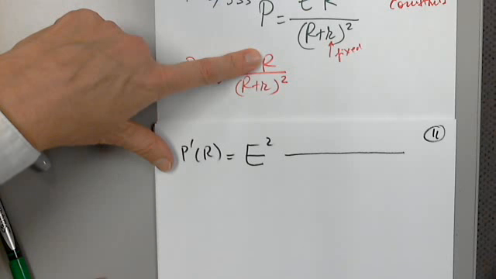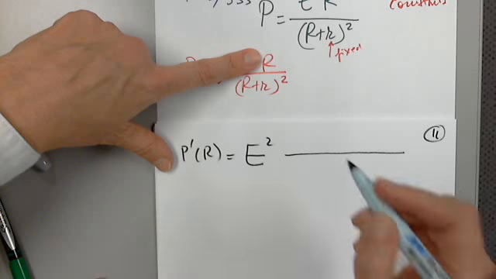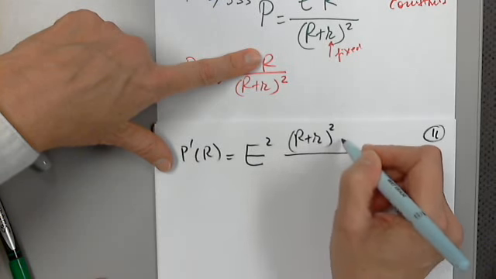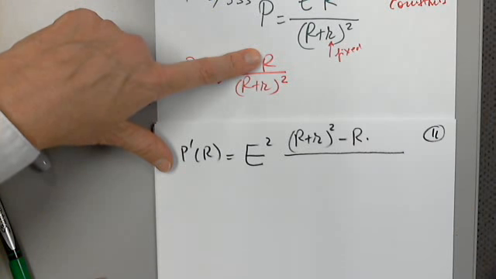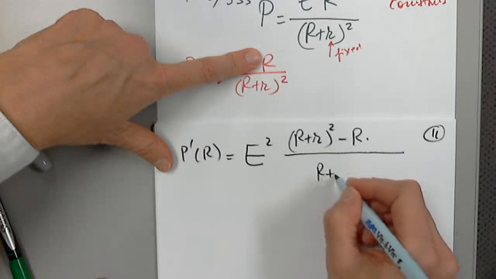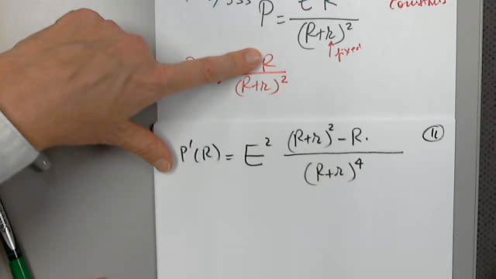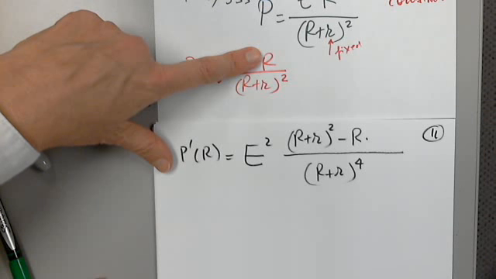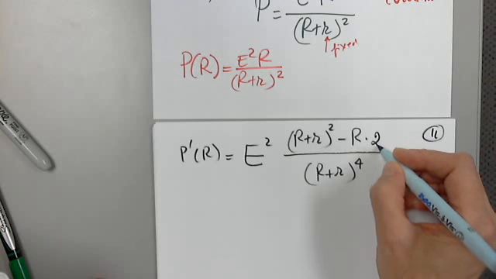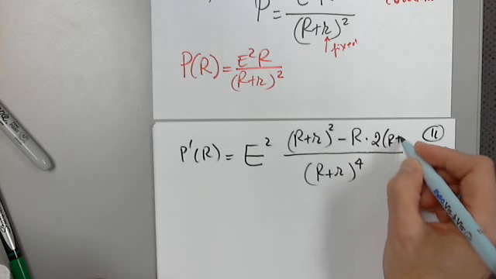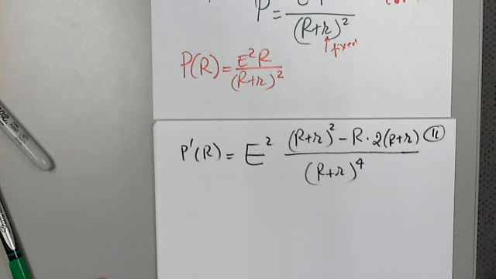The top function prime, 1. So then R plus r squared minus the top times the denominator prime over the denominator squared. So what is the denominator prime? It would just be 2R plus r, R plus r indeed, times the inner function prime, which is 1. Very good. Awesome.